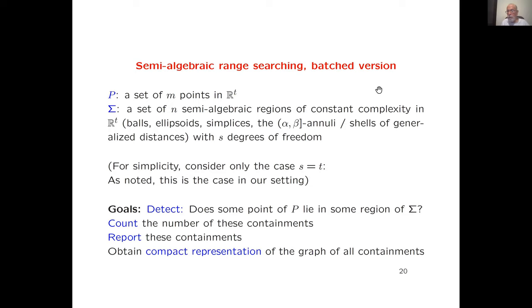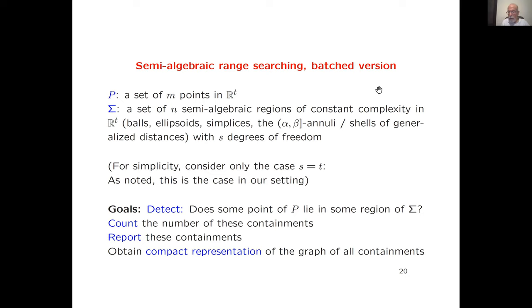Okay, so in the most general case, let's forget the motivating optimization problem for the minute. We have a set of M points in T dimensions, and we have a set of semi-algebraic regions of constant complexity, which means that there is only a constant number of inequalities that define them, and each inequality is with a polynomial of constant degree. Almost any geometric object you can think of, you can represent as a semi-algebraic region.